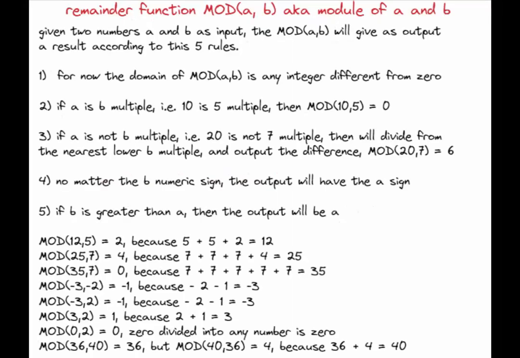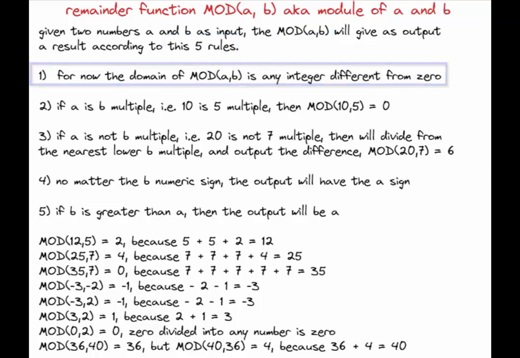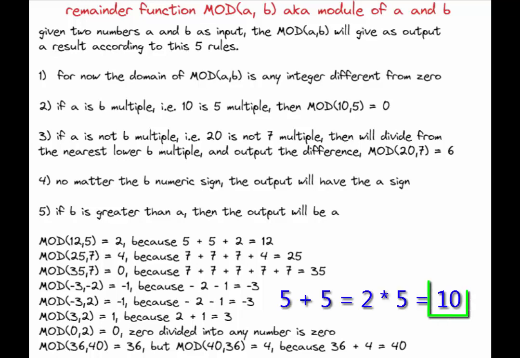An extremely important mathematical function in computer science is the remainder, also known as the modulo of a and b. This will take two numbers as input and give another integer as output, according to these rules. For now, we will input only integers different from 0. Let's remember what a multiple is. It is any number that contains exactly one or multiple quantities of another number. For example, 10 is a multiple of 5 and contains two 5 quantities, but 5 is not a multiple of 10 because 10 is not contained in 5.